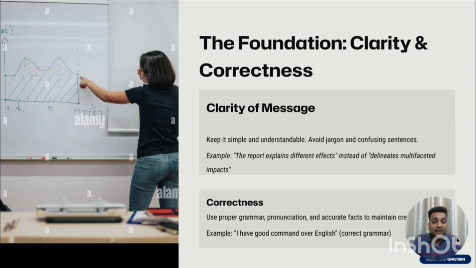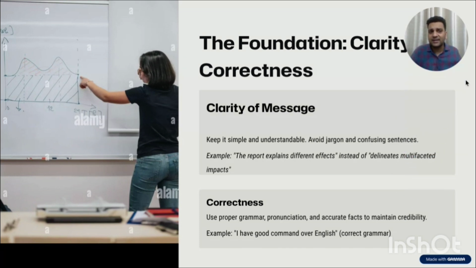Okay, now the next one is correctness. What is correctness? Correctness simply means use proper grammar, use proper punctuation, share accurate facts to maintain credibility. So if you commit these kinds of mistakes very often while sharing any information verbally, the receiver might get confused or might not be able to trust you. So this is the thing that we always need to keep in mind.